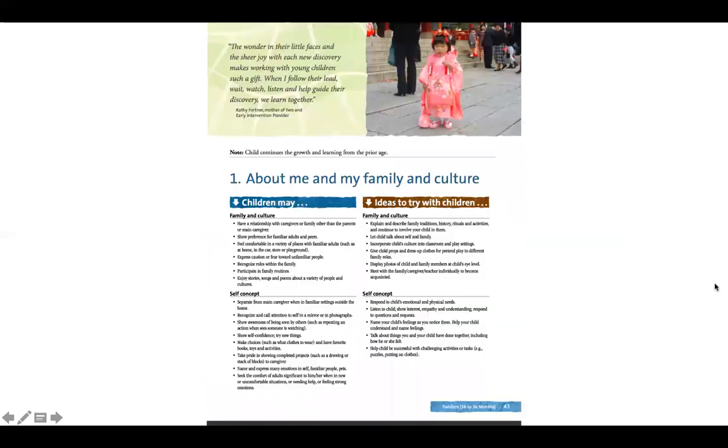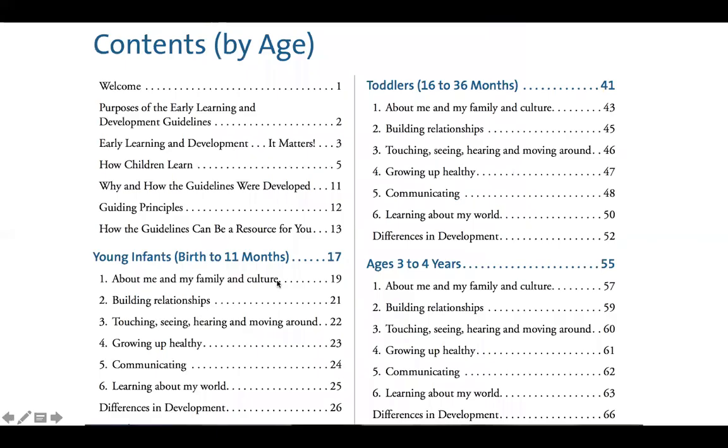And as we turn to that, this is the first page of the toddler section. And here's how it is formulated. So it has, I believe, let's go back to the content, 6 different topics: about me and my family and culture, building relationships, touching, seeing, hearing, and moving around, growing up healthy, communicating, learning about my world. And then it talks a little bit about differences in development in this age group.